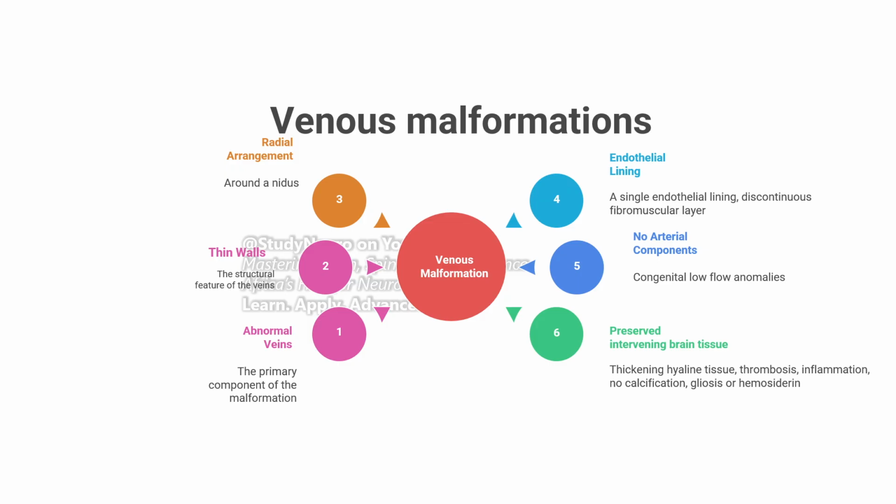These veins may appear straight, curvilinear, or rarely serpentine, often forming dense clusters. Histologically, they are arranged radially around a central nidus with a single endothelial lining and a discontinuous fibromuscular layer. They lack arterial components, an important diagnostic feature, and preserve intervening brain tissue. Additional features may include hyaline thickening, thrombosis, and inflammation, but not calcification, gliosis, or hemosiderin deposits.